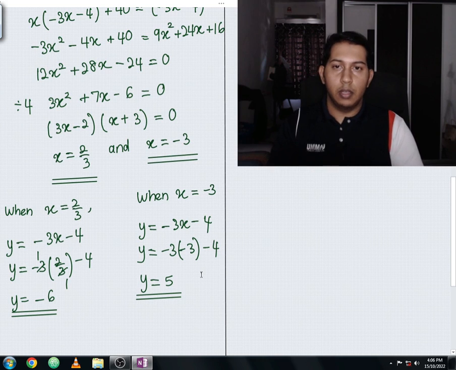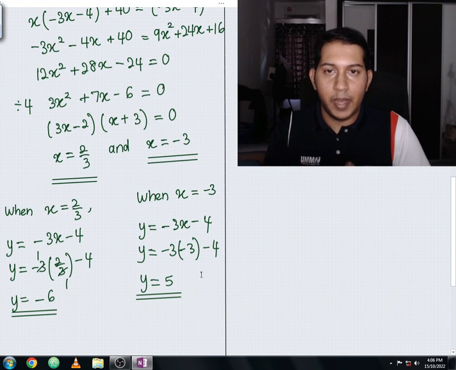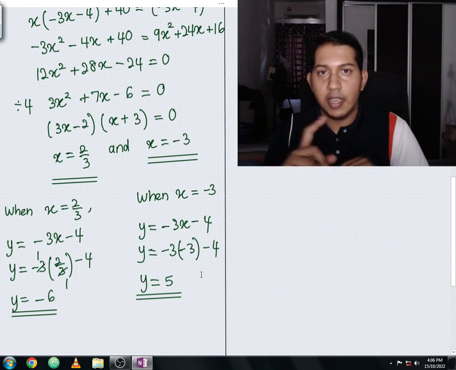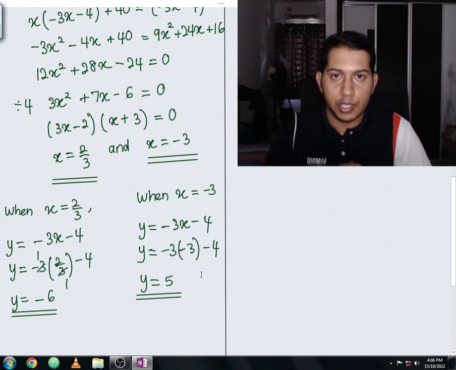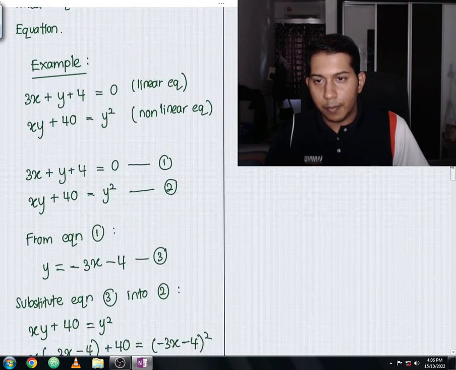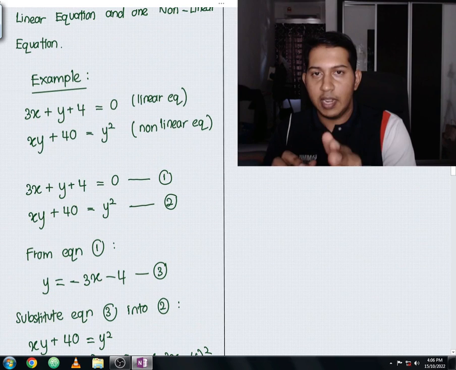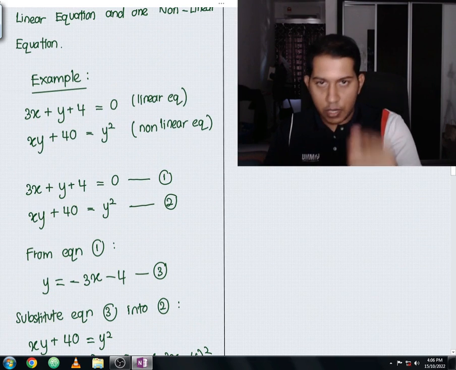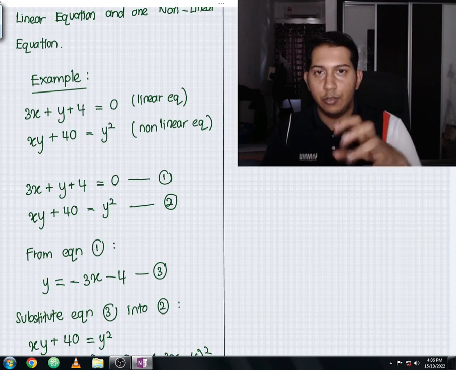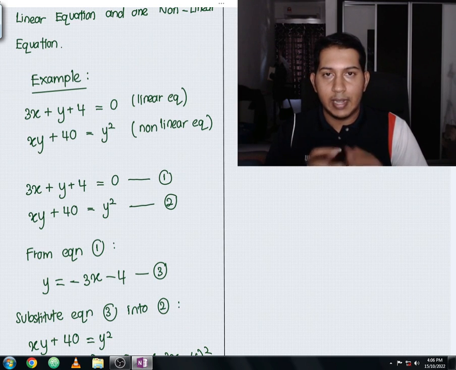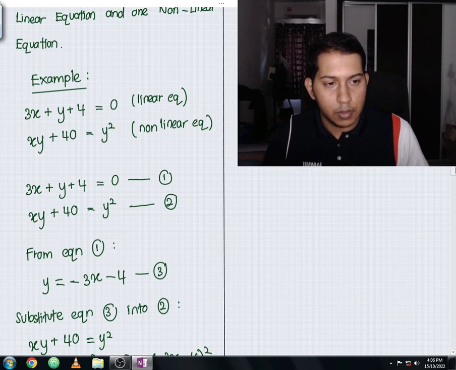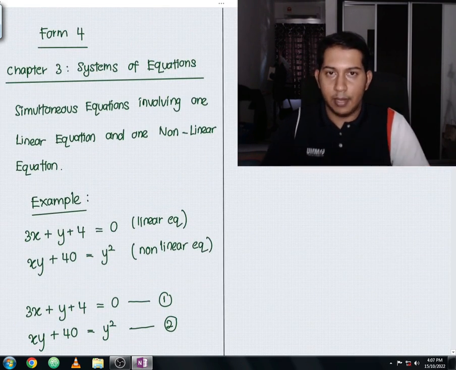Okay, so that is all for my quick explanation regarding the simultaneous equations involving one linear equation and one non-linear equation. The step is pretty straightforward. It's involving one linear equation and one non-linear equation, and then we need to come up with one new equation, and from there you need to do the substitution, which leads us to the reduction of two variables into one variable.